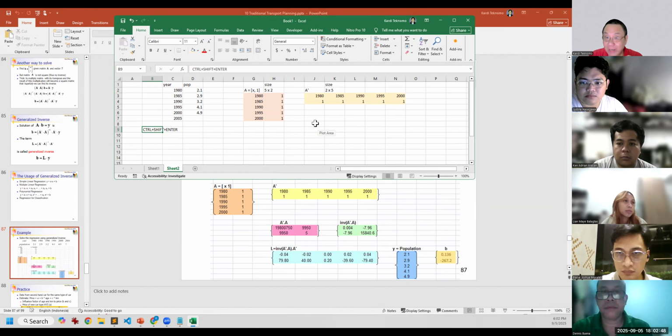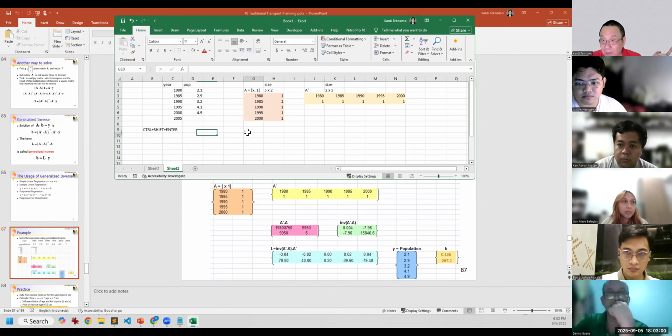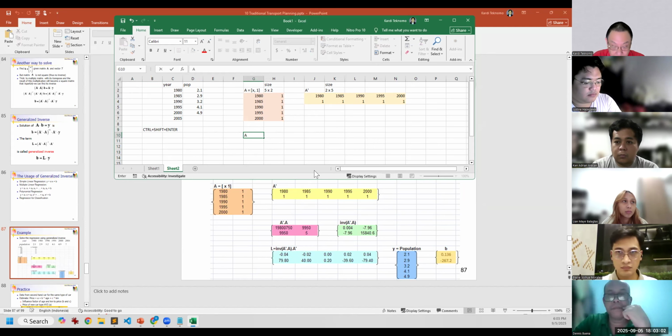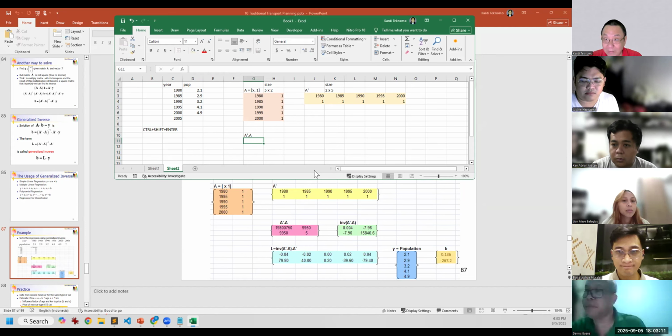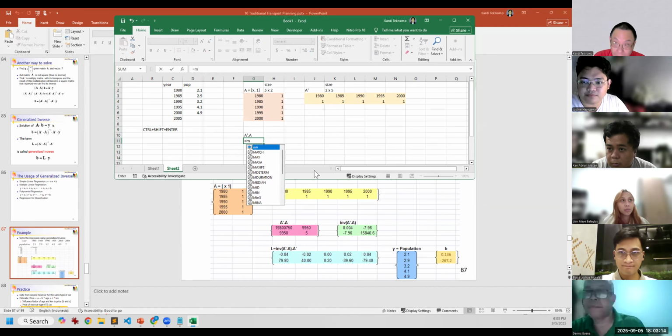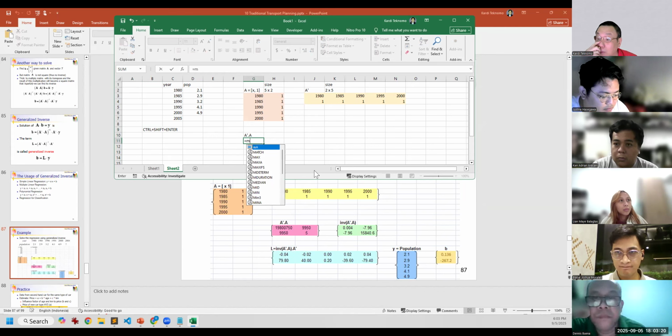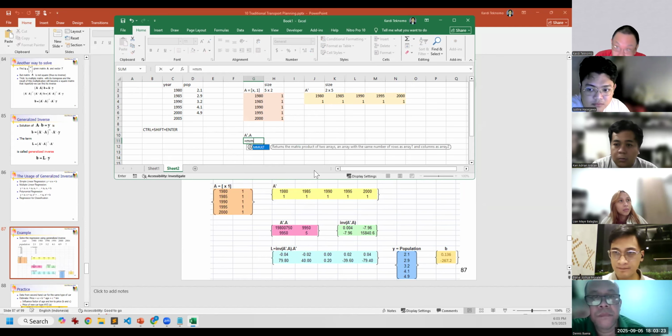So the next step is to get the A transpose times A, isn't it? Because our goal is to get the generalized left inverse, yeah? So I calculate here A transpose times A. So that's multiply, right? So that's equal to M, there, MMULT. Yeah, MMULT is matrix multiplication.